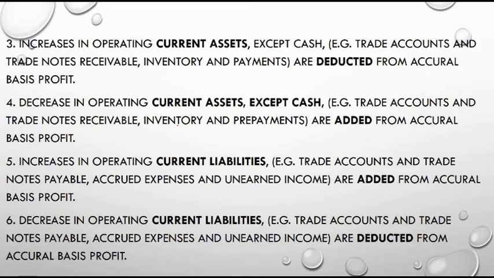Number 3, increase in operating current asset except cash or yung mga trade accounts and trade notes receivable, inventory, are deducted from accrual basis profit. Number 4, decrease in operating current asset except cash are added to accrual basis profit. Number 5, increase in operating current liabilities are added to accrual basis profit. Number 6, decrease in operating current liabilities are deducted from accrual basis profit.